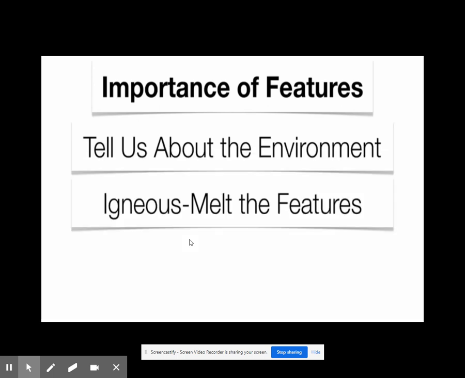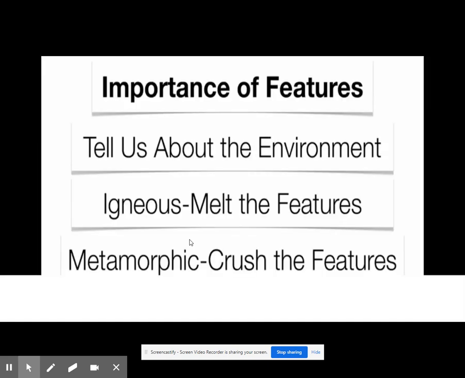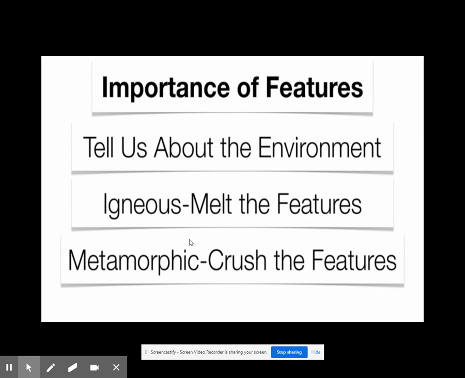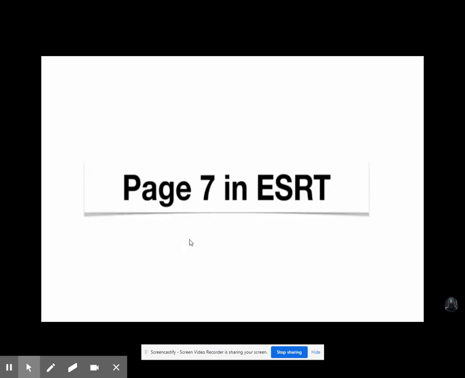Now, the importance of the sedimentary rocks is that if we had igneous rocks around here, igneous rocks would melt the features, so we'd have no clues. There'd be no fossils, and metamorphic rocks, with the heat and pressure, would crush the features. So having sedimentary rocks is really great. Now, we can get a lot of information on sedimentary rocks on page 7 in the Earth Science Reference Tables.